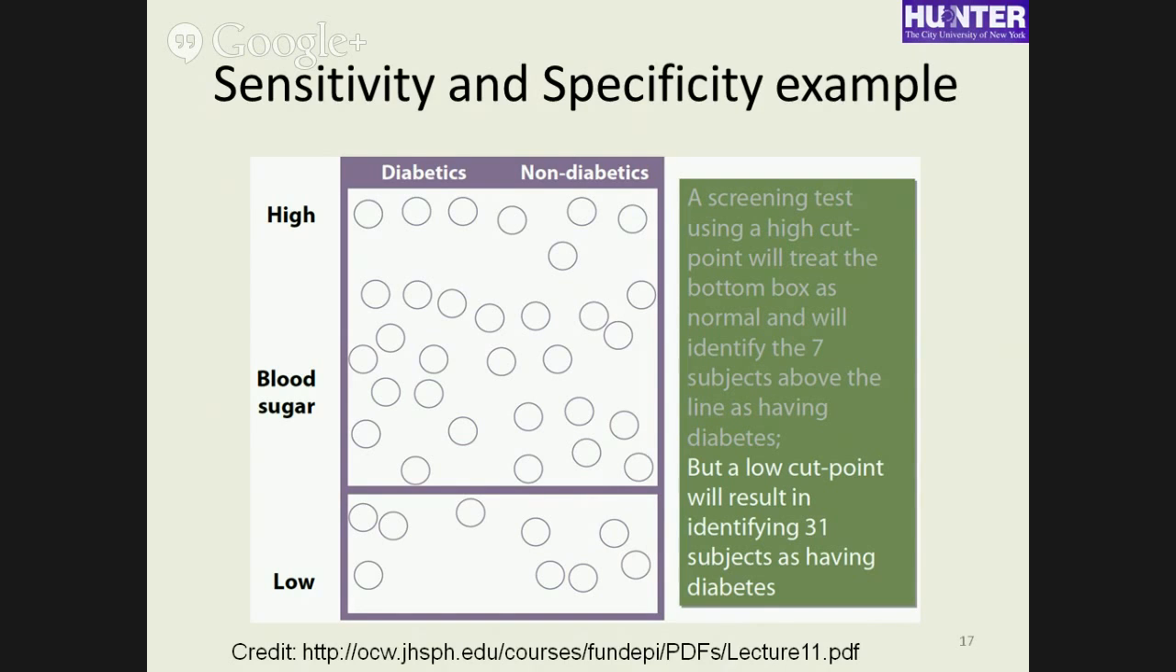So the high set point there identified 7 subjects as having diabetes. In the low cut point, it identifies 31 subjects as having diabetes. But of course, now we're just relying on prior information to estimate what proportion of those are correct.